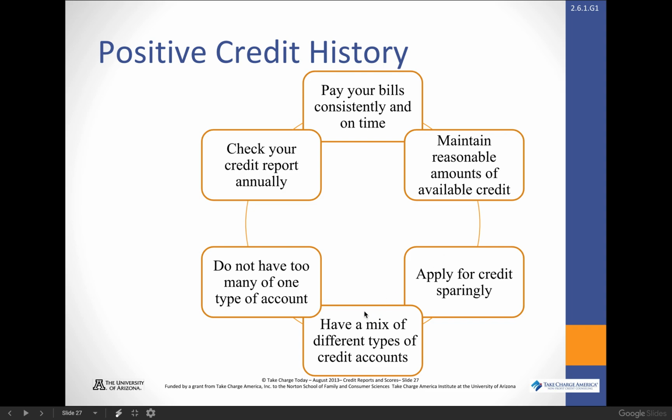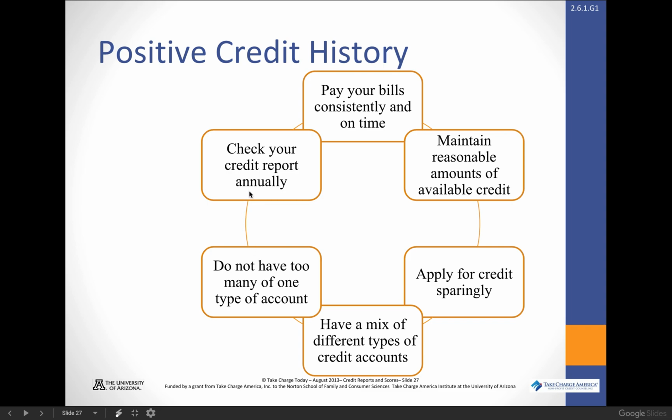I want to have multiple types of credit. So I don't want to have 5 credit cards. I want to have maybe 1 or 2 credit cards, a student loan, a home loan, an auto loan. I'm diversifying the types of credit that I have because that looks better for my credit history. Again, kind of bouncing off that one. You don't want to have too many of one type of credit.